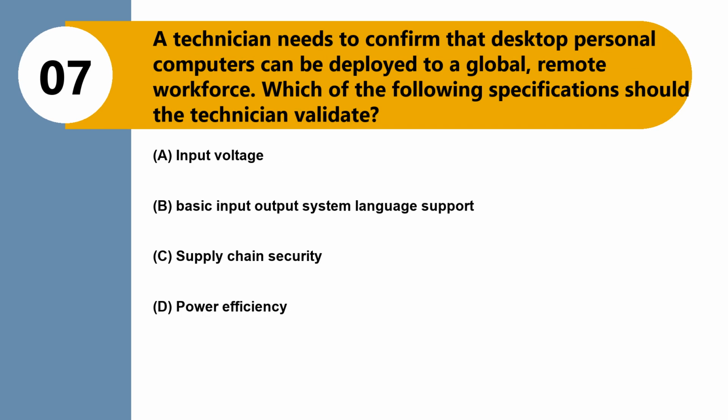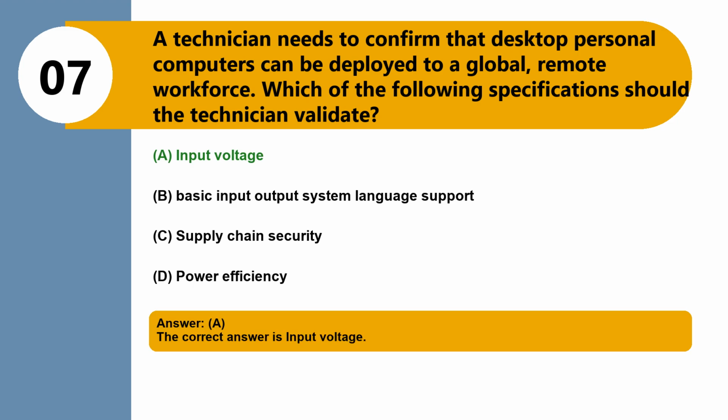Question 7. A technician needs to confirm that desktop personal computers can be deployed to a global, remote workforce. Which of the following specifications should the technician validate? Option A, input voltage. Option B, basic input-output system language support. Option C, supply chain security. Option D, power efficiency. The correct answer is option A, input voltage.